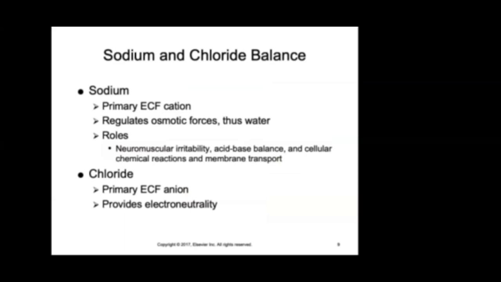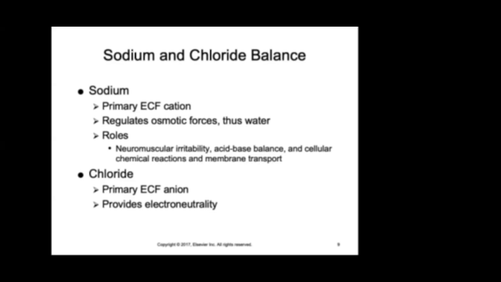Sodium and chloride balance. Sodium is the primary extracellular fluid cation. It regulates osmotic force, and as a result, regulates where water goes. It has a role in membrane potential, in acid-base balance, and cellular chemical reactions and membrane transport. Remember that it's sodium and potassium that are the main players in establishing membrane potential. The membrane is 20 times more leaky to potassium than it is to sodium, and that's why sodium tends to accumulate outside the cell. This is also why sodium imbalances are not quite as serious as potassium imbalances.